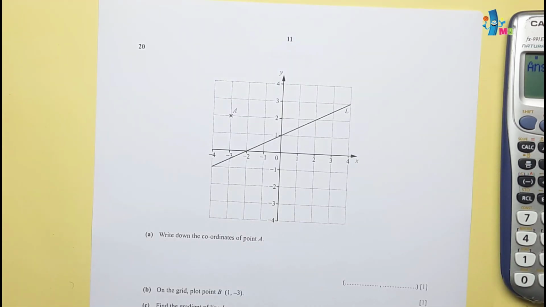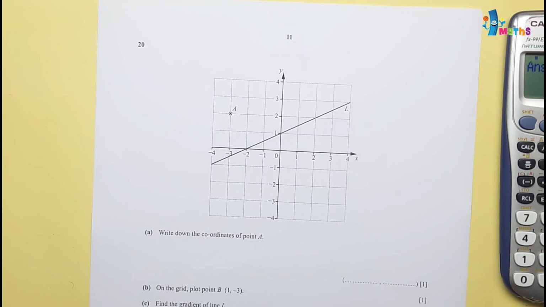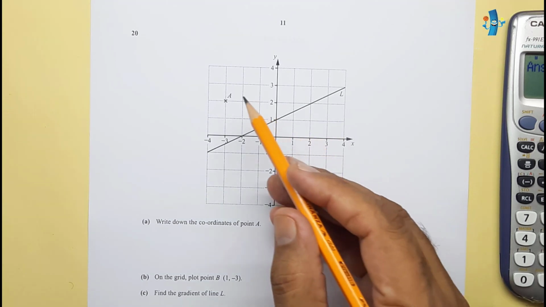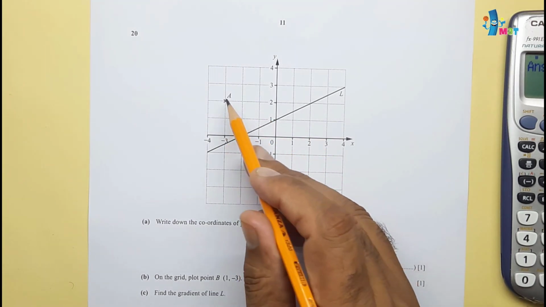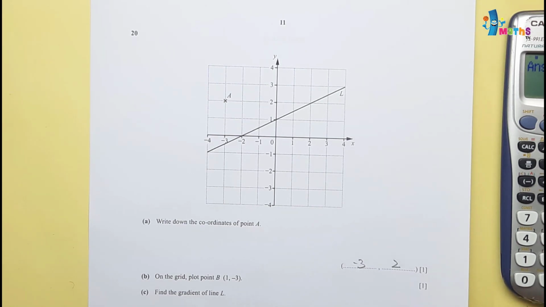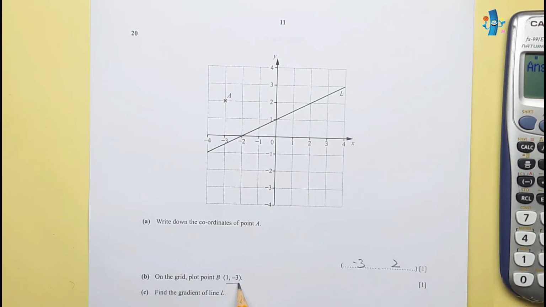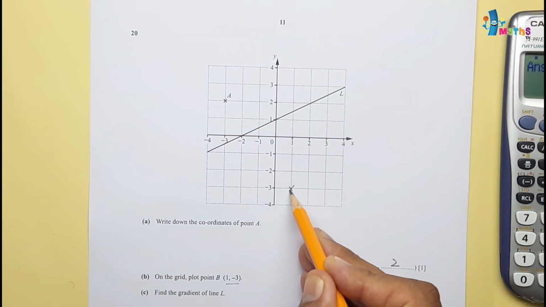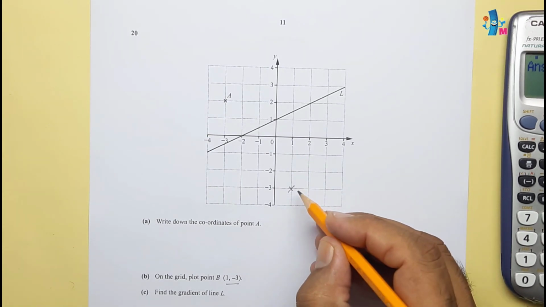Now question number 20. This is basically a straight line graph. Write down the coordinates of point A. Point A is over here, so this will be minus 3 and plus 2. Then comes part B. On the grid plot point 1 and minus 3. 1 and minus 3 will be this one, so we can plot this over here and write here B.